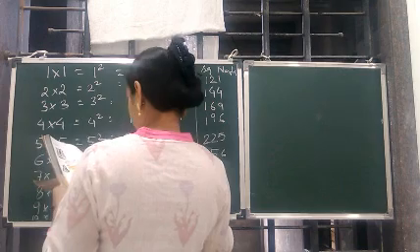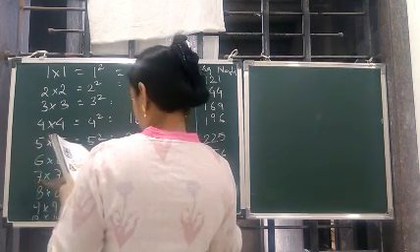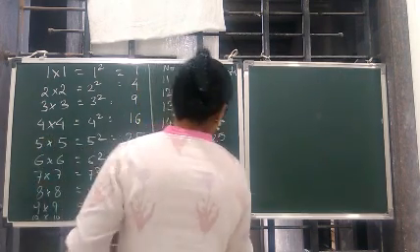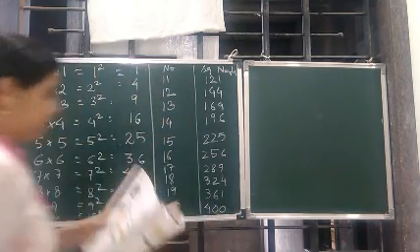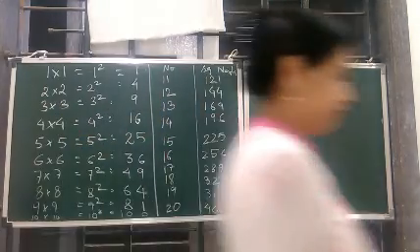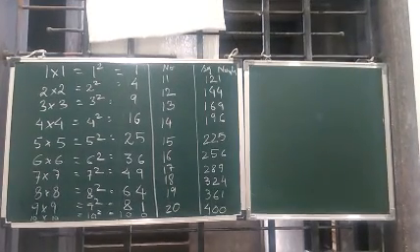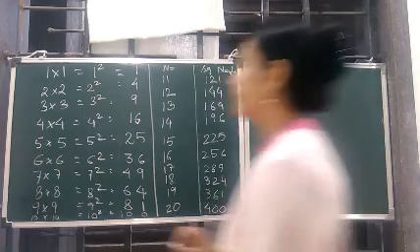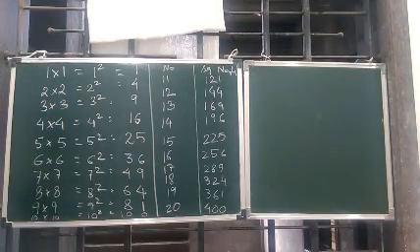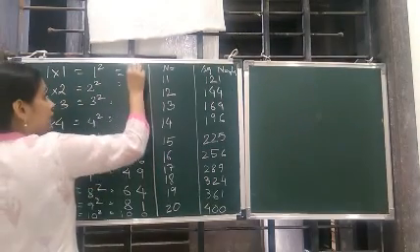17 squared is 289, 18 squared is 324, 19 squared is 361, and this one will be for sure 400. This is easy. Now you can see this table, children. Looking at this table, what do you observe? Just observe the numbers in the units place.